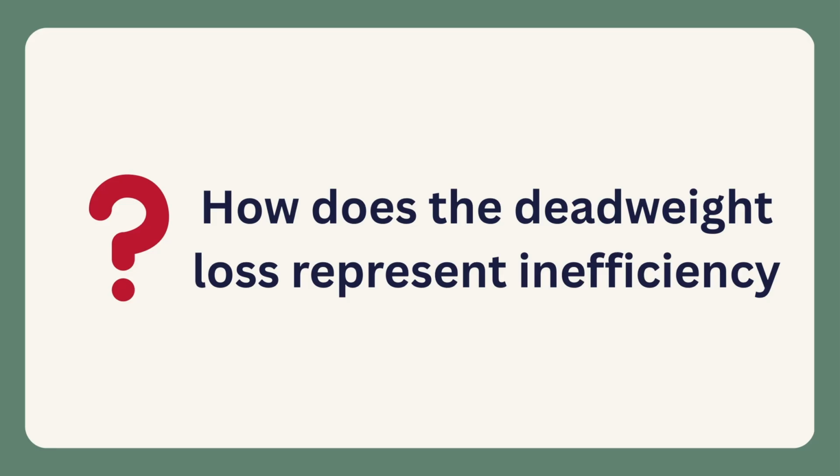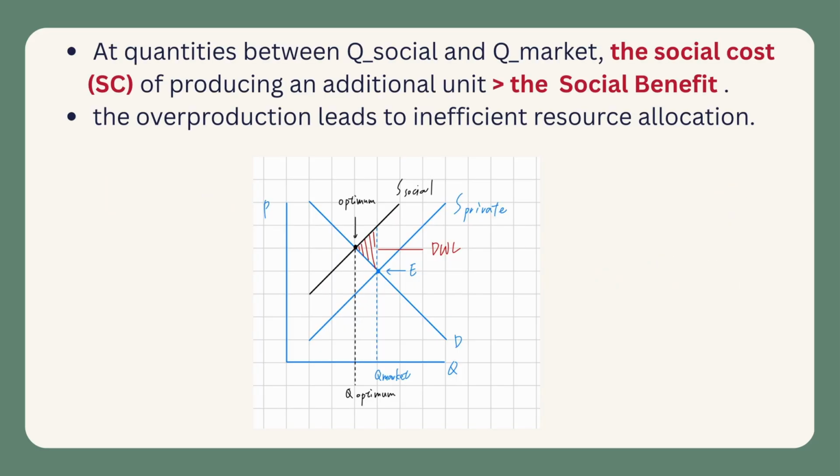Why does this represent inefficiency? Because between Q social and Q market, the social cost of each additional unit exceeds the social benefit. In other words, every unit in this range harms society more than it benefits consumers. These units should not be produced in an efficient economy. Their existence is the essence of market failure.